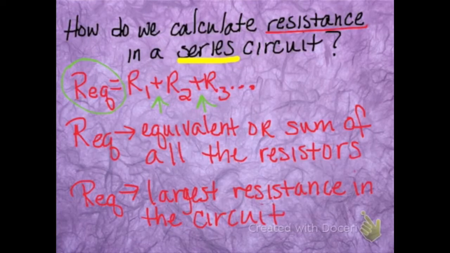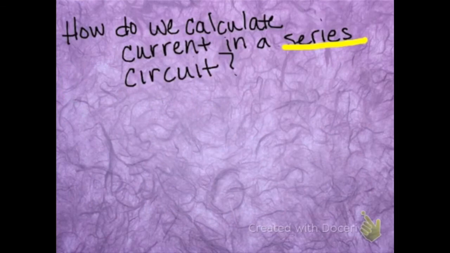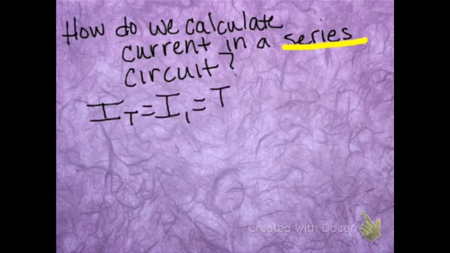All right. Along with resistance, you cannot forget about current, because obviously, we have to have current. So how do we calculate current in a series circuit? Current is quite easy, honestly, because when current is going through a series circuit, it's all going to be equal. So current, I, you guys should know that by now, I total is equal to I1, which is equal to I2, which is equal to I3, and so on and so forth.